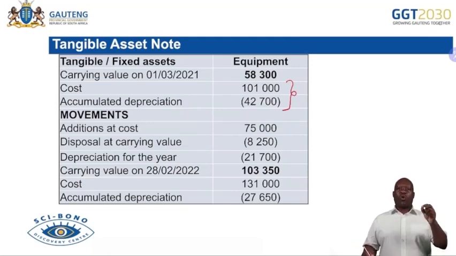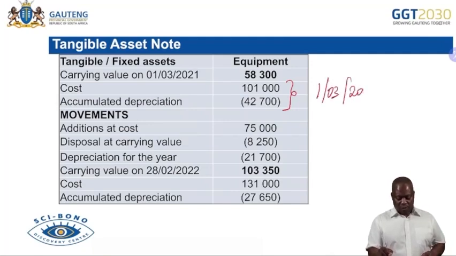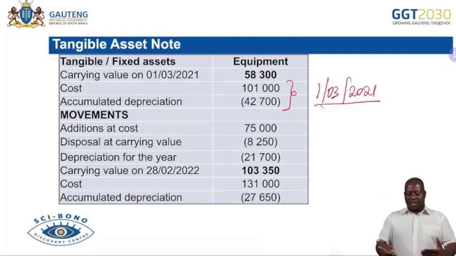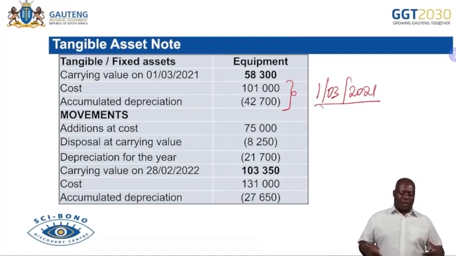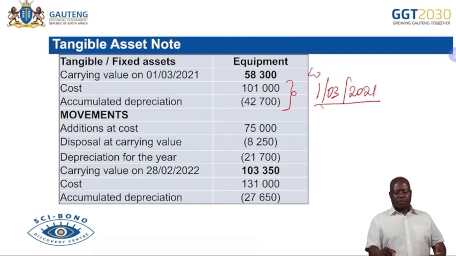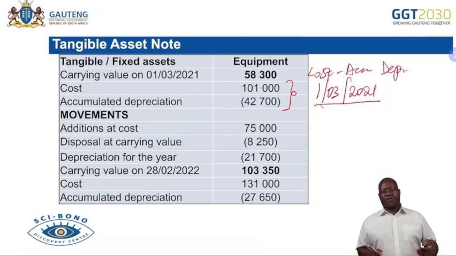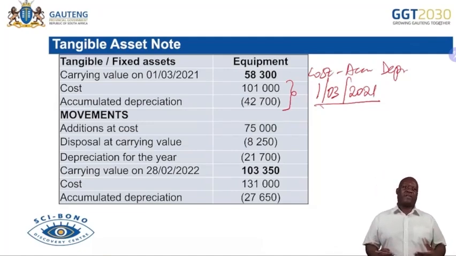These were balances on 1 March 2021, the start of the year. So these were given. And remember, it is out of these two given figures that we can find our carrying value. How do we find carrying value? Cost minus accumulated depreciation. So to find this carrying value of 53,300, we said 101,000 minus 42,700. There we are. Done. Dusted.